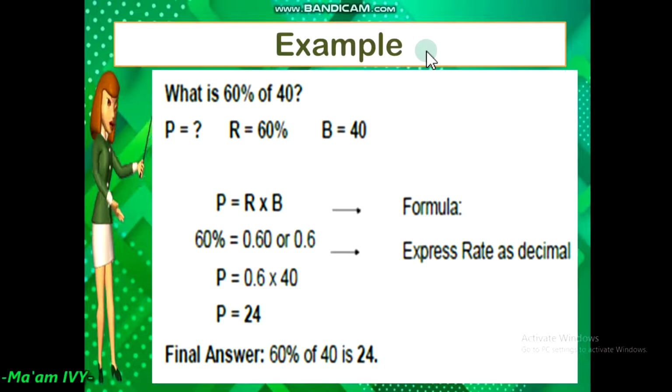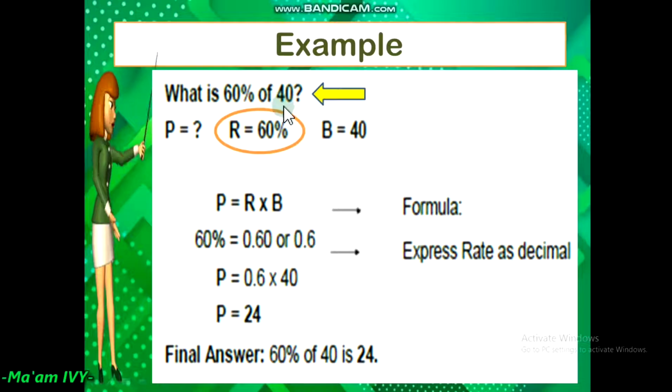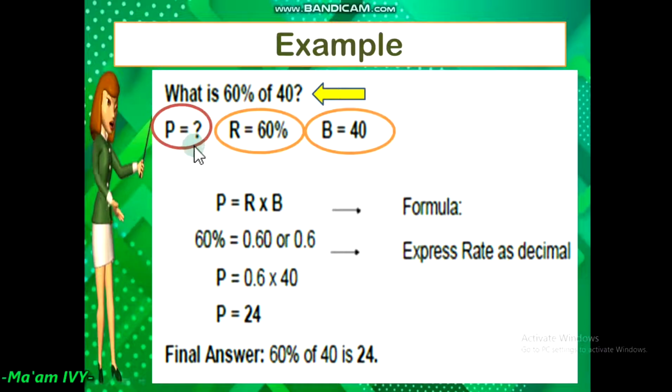Okay, let us proceed to our example. What is 60% of 40? In our statement, let us identify what is given. Of course, we have here 60%. It is our rate. Next, 40. It has the clue word "of", so 40 is our base. Next, what is missing is our percentage. So we are going to solve for our percentage.